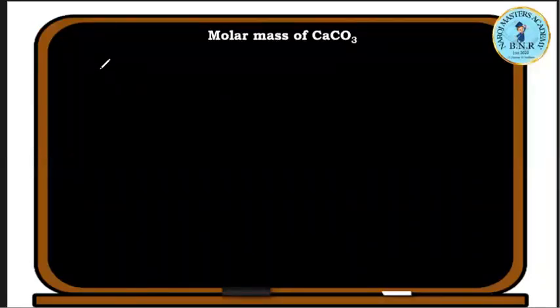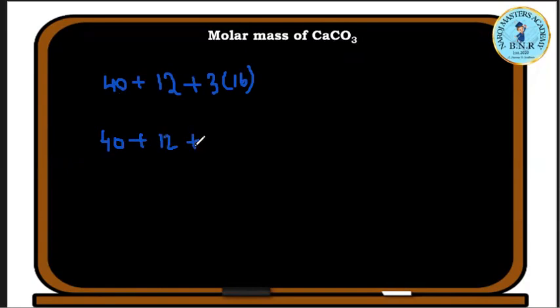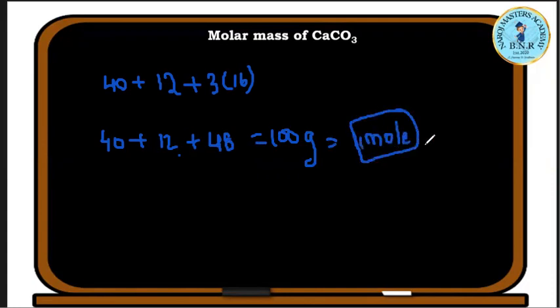Then equate to 1 mole. Calcium atomic number is 20, mass is 40, plus carbon atomic number is 6, mass is 12, plus atomic number of oxygen is 8, mass is 16. How many oxygens are there? 3. So 3 into 16. 40 plus 12 plus 3 into 16. How much? 30, 48. 48 plus 2, 50. 50 plus 50 is 100. 100 grams. We'll consider as 1 mole. 1 mole. What is that?